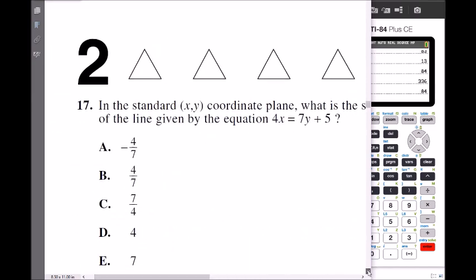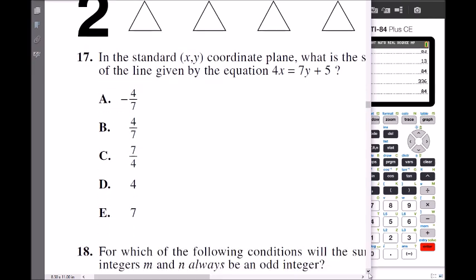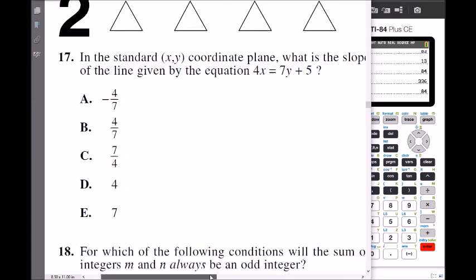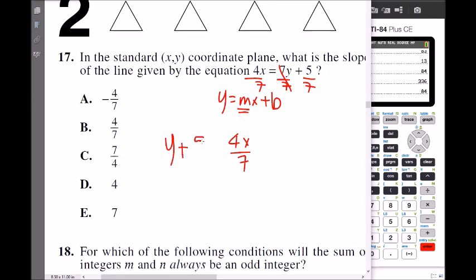17. In the standard x, y coordinate plane, what is the slope of the line given by the equation of that? So you have to write it as y equals mx plus b. M is the slope. So you have to solve for y. So divide by 7. So 4x over 7 is now y plus 5 over 7.